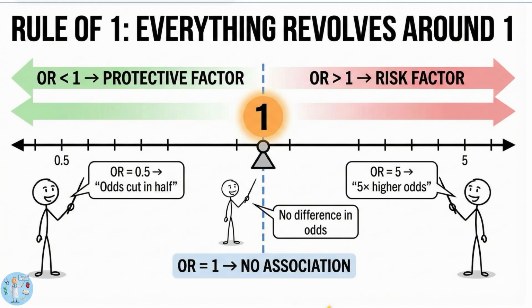One. OR equals 1. This is the null value. The exposure did absolutely nothing. The odds of being exposed were exactly the same in both groups. No association. Okay, what if it's bigger than 1?